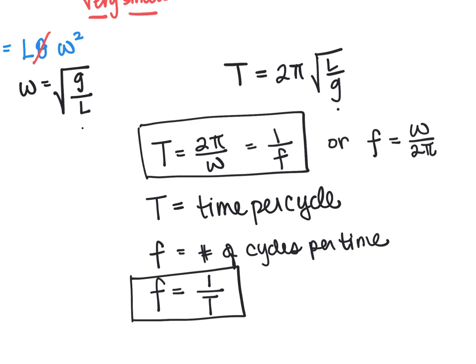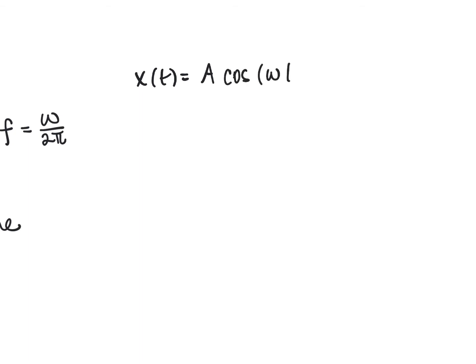So now that we have an expression for omega, we can write the expression for the motion of our pendulum. When you say that the position is A times cosine of omega t, this omega, this angular frequency, is equal to the square root of g divided by the length.